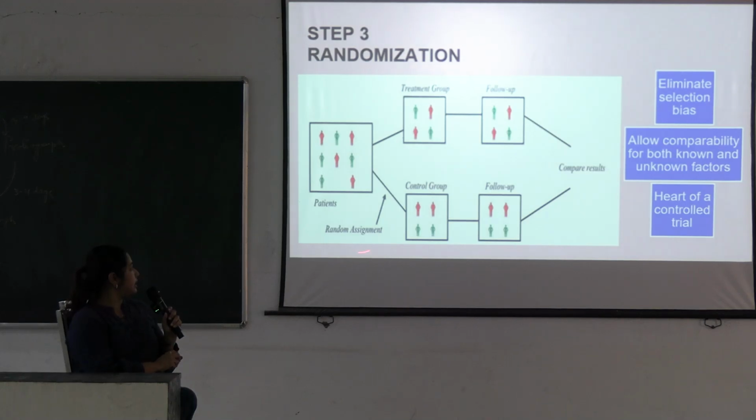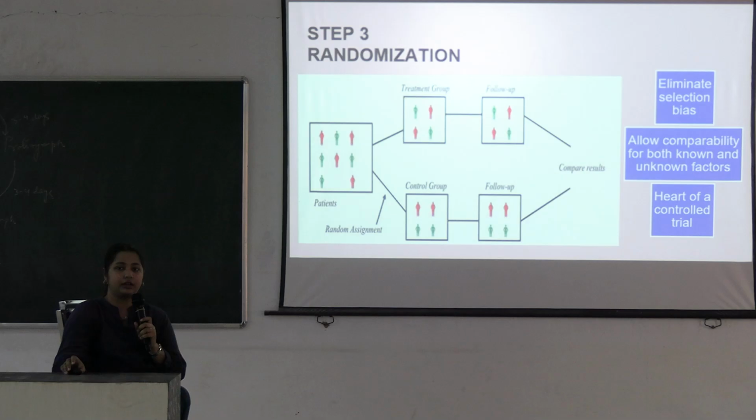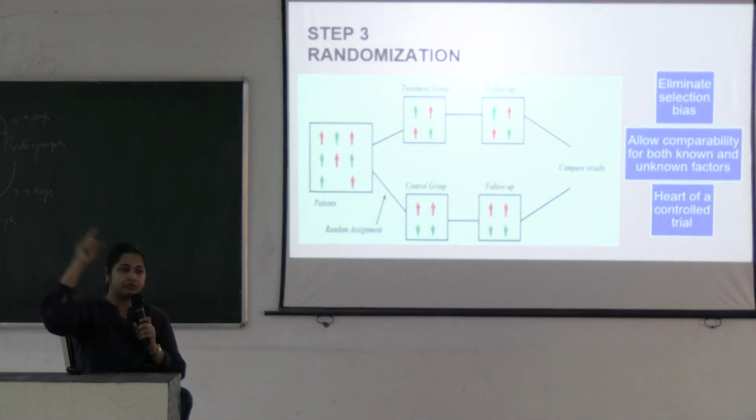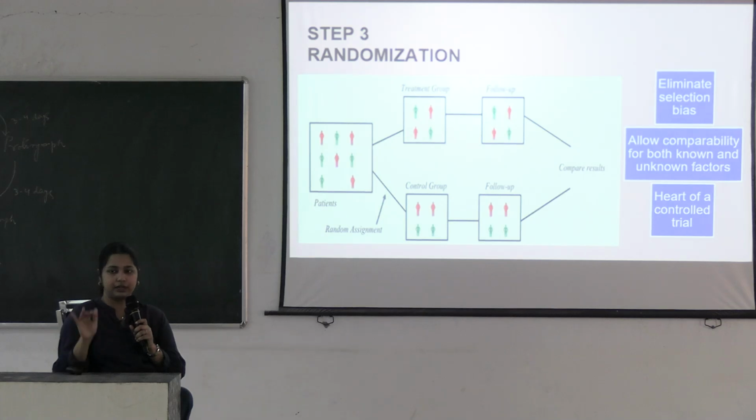Now this random assignment is done to eliminate selection bias. It means the investigator will no longer be able to decide, okay, patient 1 will go to group A, patient 2 will go to group B. The investigator will not decide for themselves. So the selection bias that happens at the level of allocation will be eliminated by random assignment.